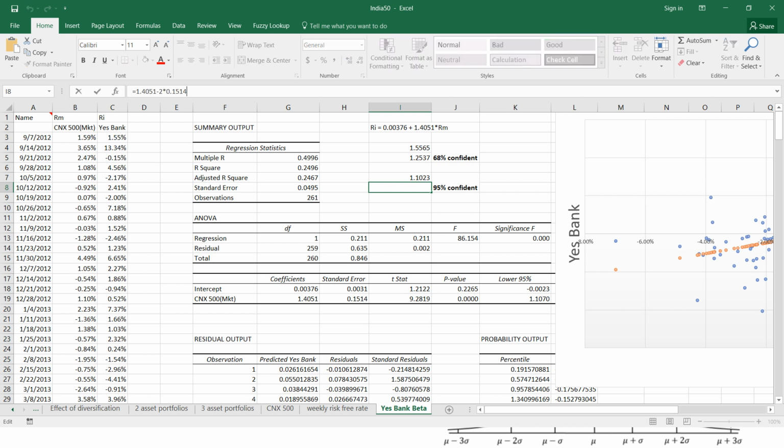And this is mu plus 2 sigma. So you're 95% confident that your true beta, which is your population's beta, lies between this range. Okay.